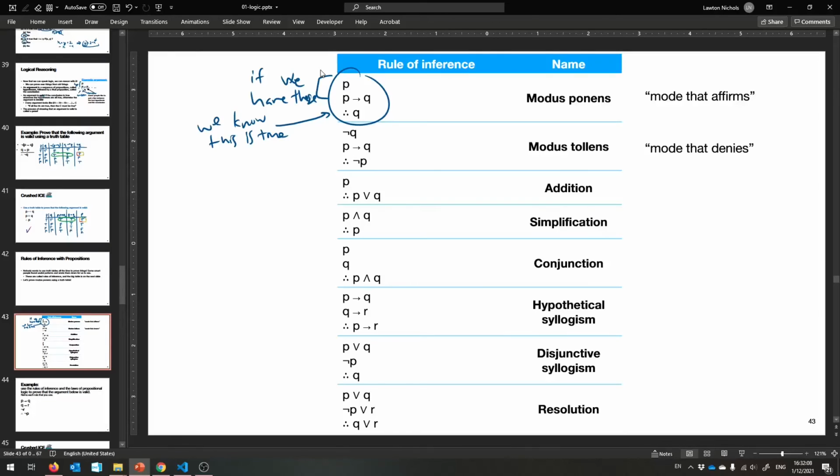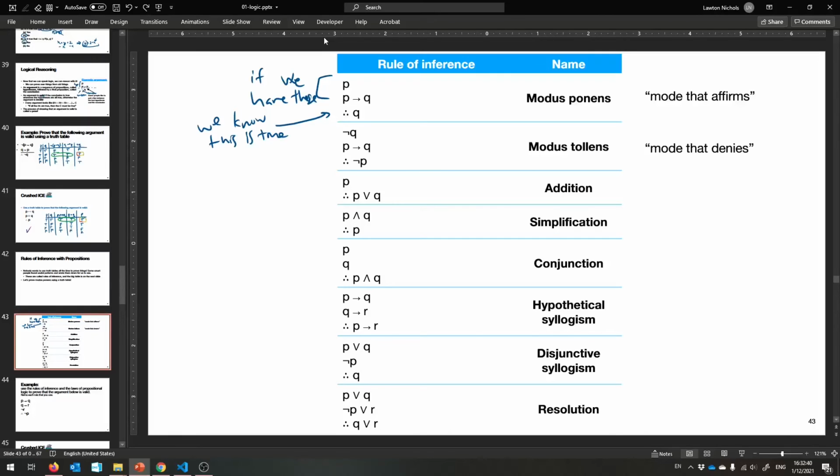So this is an important one. It's called modus ponens. It's saying that if you know that if P then Q, and you have P, then you know that Q is true. That's Latin for mode that affirms, because you're proving a true statement. You're proving that Q is true. And then you have on the flip side modus tollens, where you have P implies Q, and I know that not Q is true. Oh, that must mean that not P is true. This is denying the fact that P is true. It's proving not P.